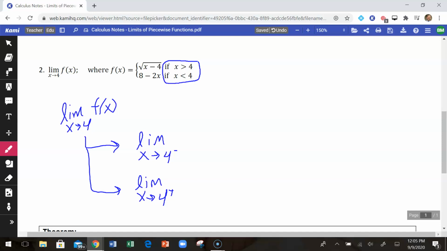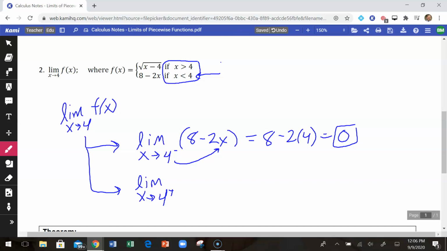So from the left, that would mean if x is less than 4, right? That means you're going towards 4 from the left side of 4. So which one would that be? That would be the second one in this case, because that's what I'm supposed to use if x is less than 4. So my left-handed limit, I'm going to use this 8 minus 2x. And I can still do direct substitution here, even though it's 4 from the left. I'm still going to use direct substitution as long as I get a defined value. So I'm going to have 8 minus 2 times 4, which is going to be 0.